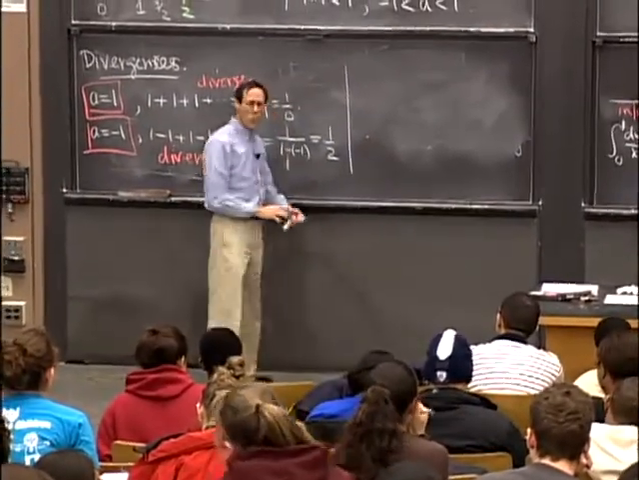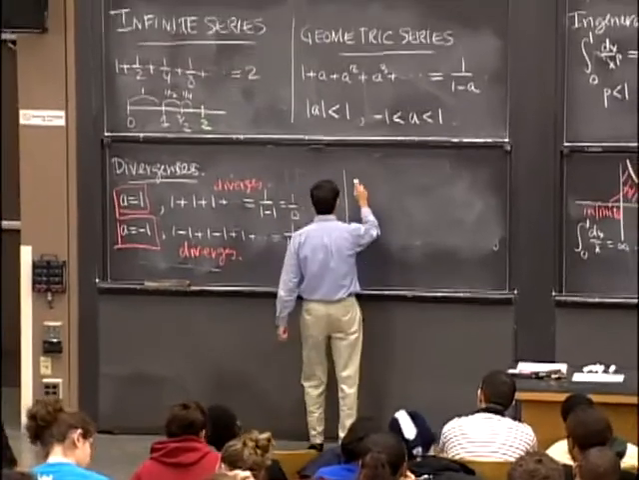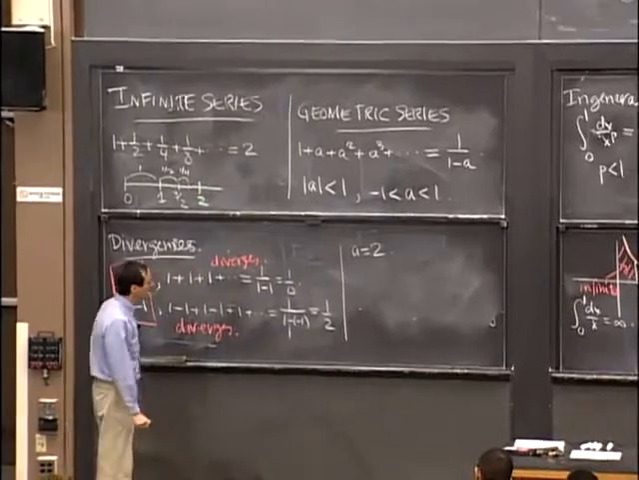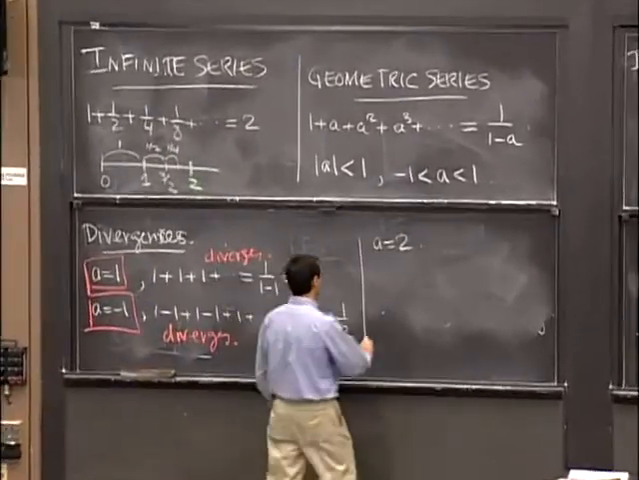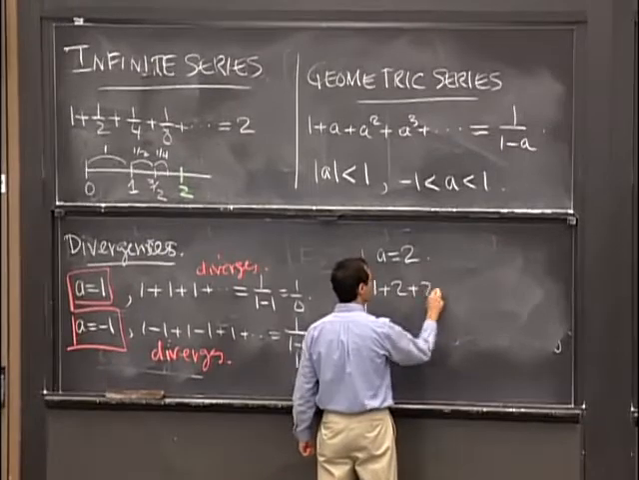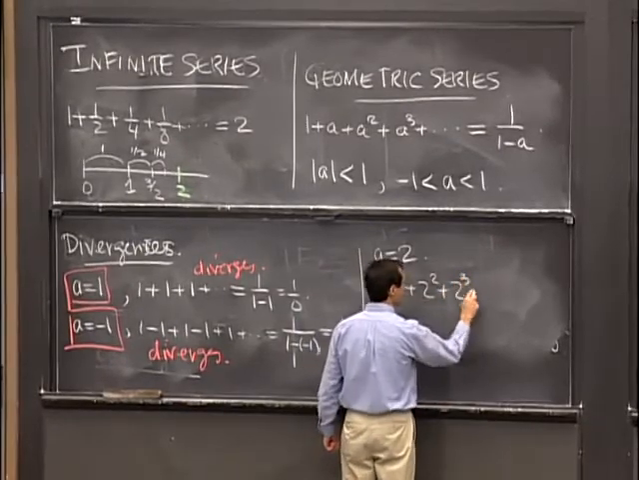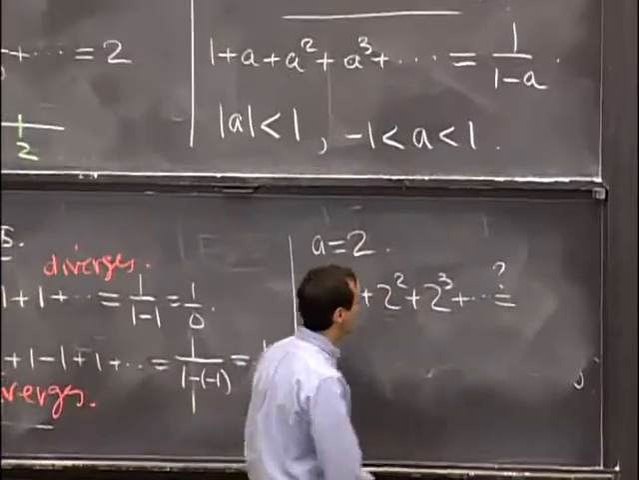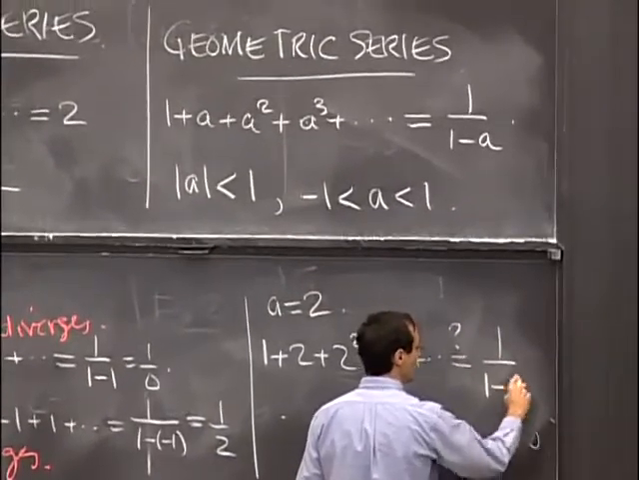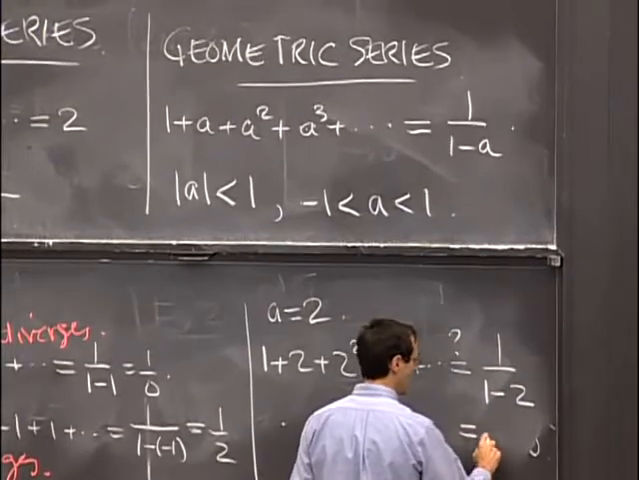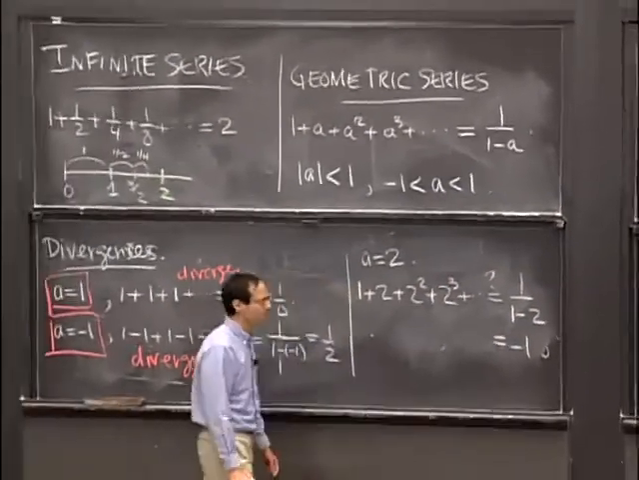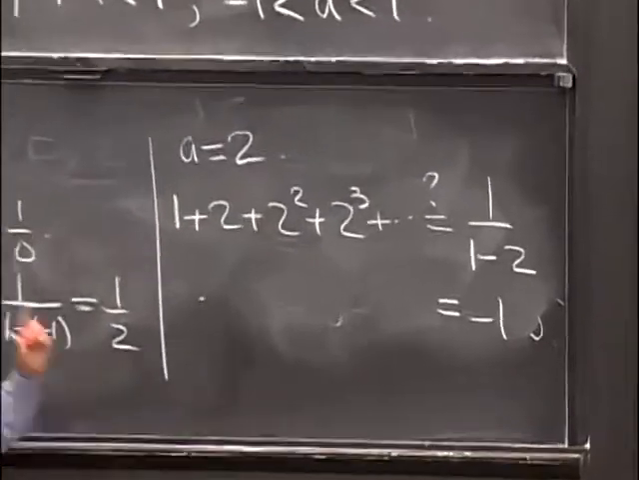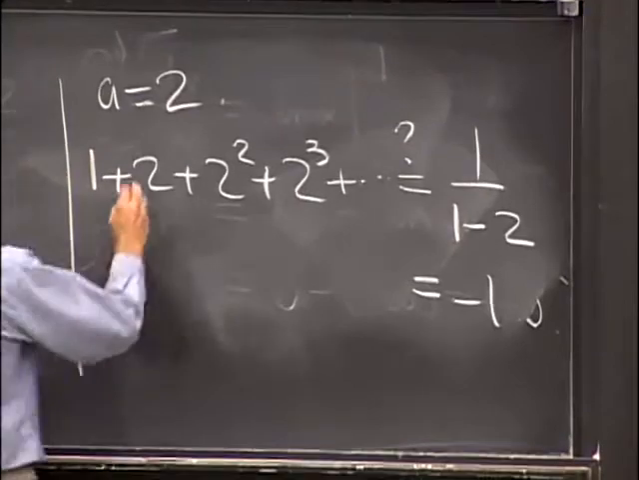I'm going to add one more case just to see that mathematicians are slightly curious about what goes on in other cases. So this is 1 plus 2 squared plus 2 to the cube plus, etc. And that should be equal to, according to this formula, 1 over 1 minus 2, which is negative 1. Now this one is clearly wrong, right? This one is totally wrong.